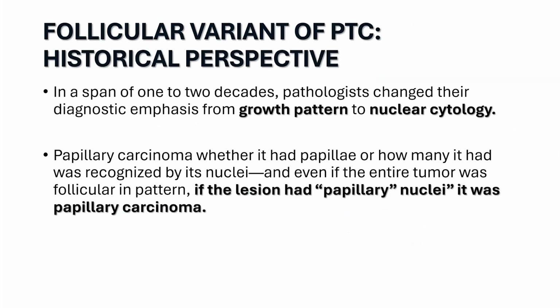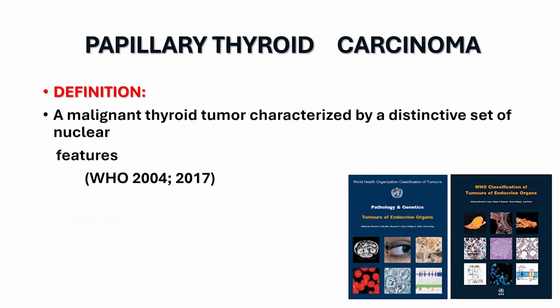And papillary carcinoma, whether it had papillae or not, was recognized not by its architecture but by its nuclei. So the growth pattern became a little subdued, and we were all focusing on nuclear cytology. The definition of papillary thyroid carcinoma is a malignant tumor of the thyroid gland, and the diagnosis is based upon nuclear cytology, in the 2004 as well as the 2017 WHO classification that is still current, but we now have the 2022 WHO classification, and hopefully the book will be published in early next year.